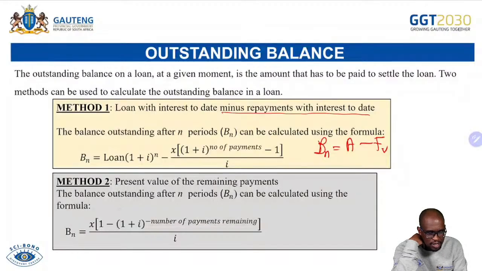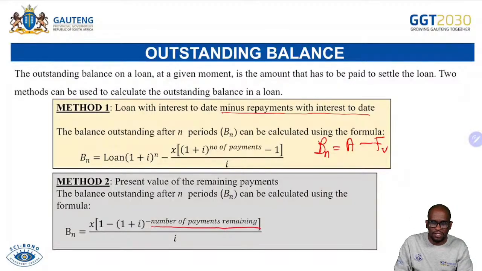All right, method two, the present value of the remaining payments. All right, the balance outstanding after n periods can be calculated using what? We take now the number of payments that are remaining. Take the present value of the payments that are remaining. So we are going to use present value formula here. But here we use both compound interest and future value. So those are the two methods.